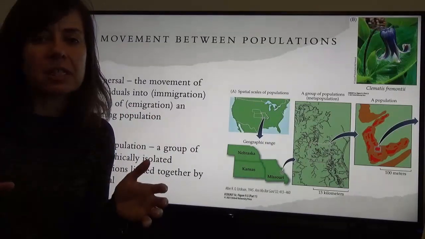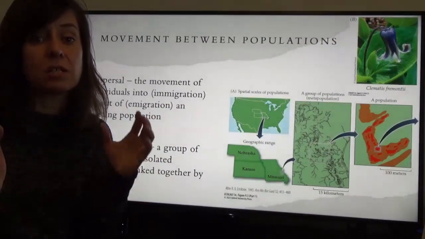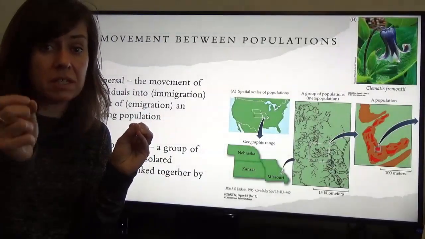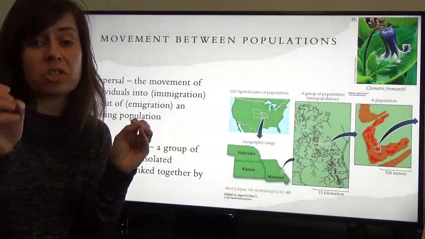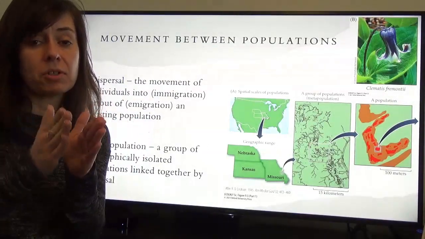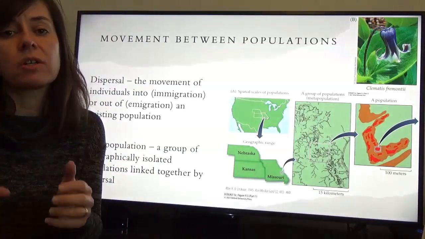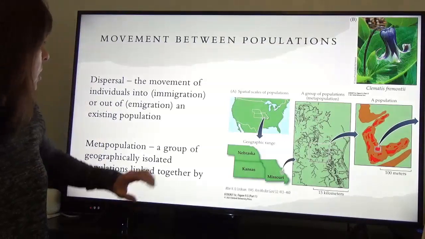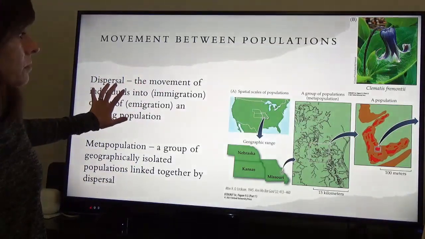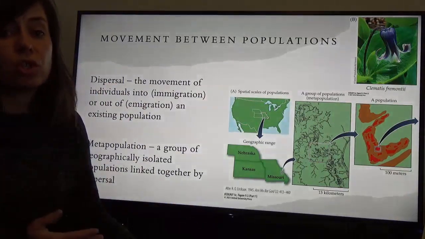And we can think about this in the context of what we refer to as the BIDE factors. So the population size is going to be a function of births and deaths, so B and D, as well as immigration and emigration. So births, immigration, deaths, emigration. So births and immigration are individuals coming into a population, deaths and emigration are individuals going out of a population. So those immigration and emigration factors are a function of dispersal, or the movement of individuals from one population to another.